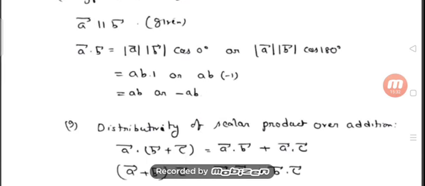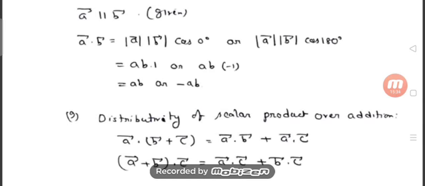Okay. Now I go to the next property, that is the distributivity of the scalar product over addition. Without proof, we will do it. The proof is not asked in the exam, that's why I'm not giving it to you. So a bar dot (b bar plus c bar) is equal to what? By the distributive law, a bar dot b bar plus a bar dot c bar. Don't forget to give the dot product. Similarly, write also (a bar plus b bar) dot c bar can be written as a bar dot c bar plus b bar dot c bar.